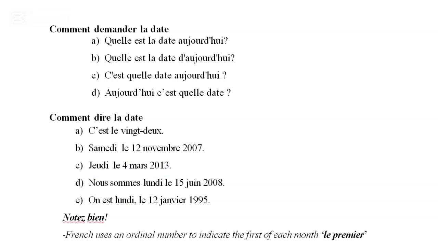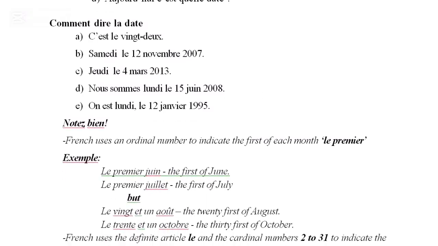You can also say nous sommes lundi, le 15 juin 2008. You can also use on est lundi, le 12 janvier, and then that year. So now, you can even say le 22. Le 22. Even that one is also an option.